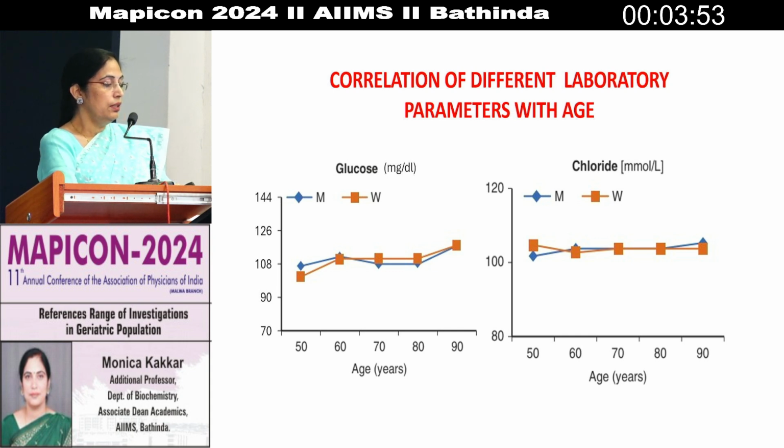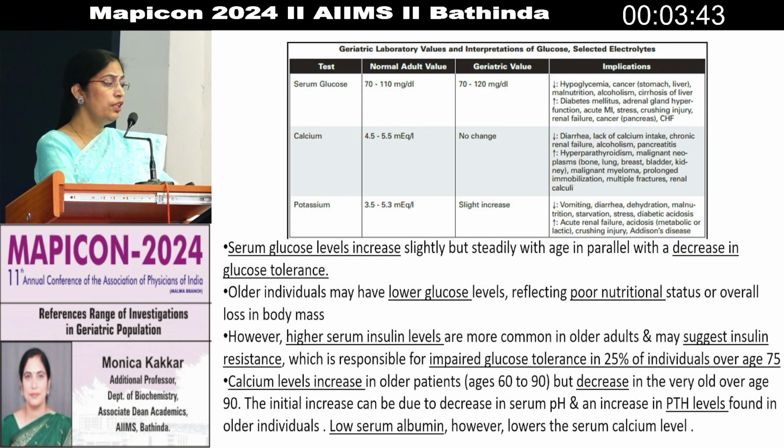Coming to the glucose levels, as we go from 80 and above, the serum glucose levels tend to increase. Parallel to that, there is a decrease in glucose tolerance. The glucose levels can also decrease in a case of malnutrition, so the results have to be interpreted in that perspective. That means they have to be correlated clinically.